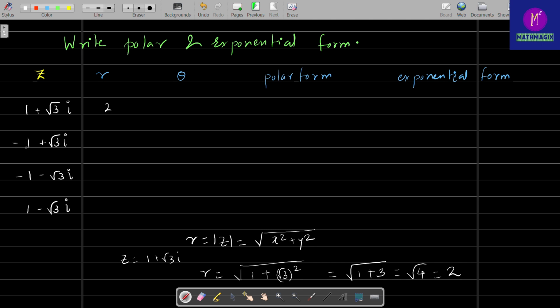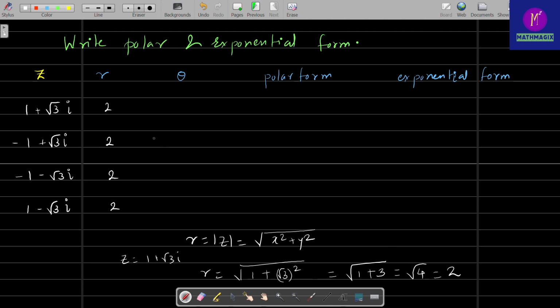Similarly, again for minus 1 plus root 3i, r will remain the same because we are going to take the square of minus 1 and the square of root 3, which will be the same, root of 1 plus 3, that will be root of 4, that is nothing but 2. Again for minus 1 minus root 3i, square of minus 1 is 1 and square of minus root 3 is nothing but 3. So again we will get r as 2. For 1 minus root 3i, r will remain the same, that is 2, as square of 1 is 1 and square of minus root 3 will turn out to be 3, hence we will get root 4, that is nothing but 2.